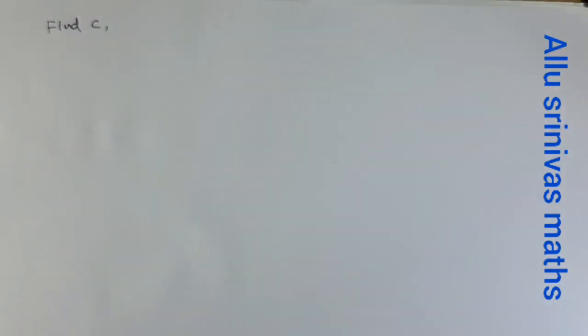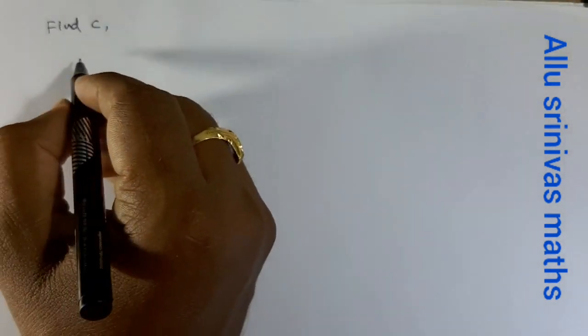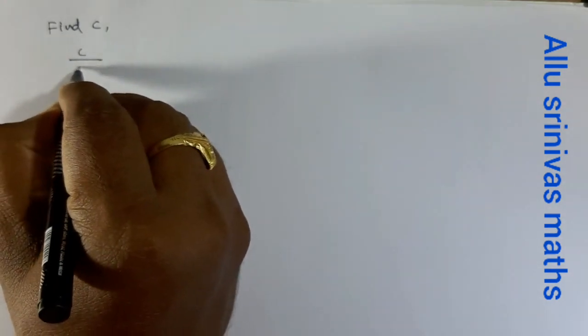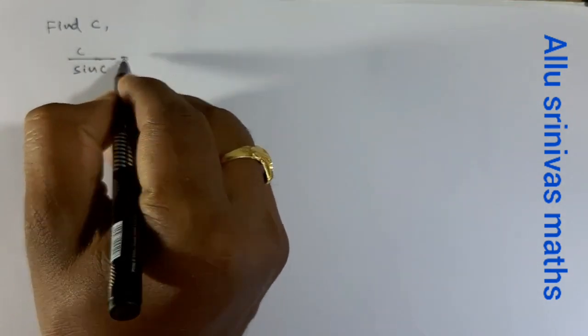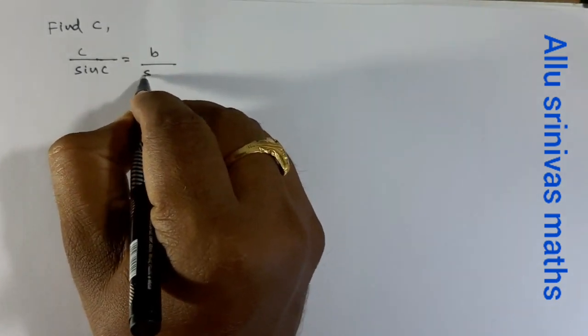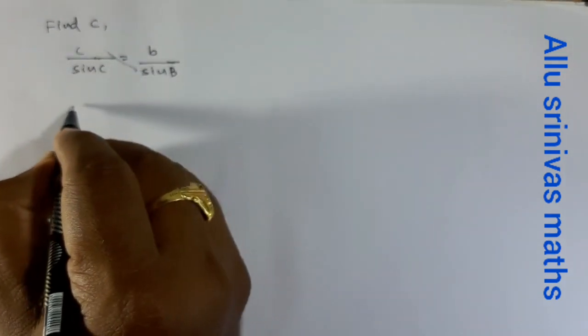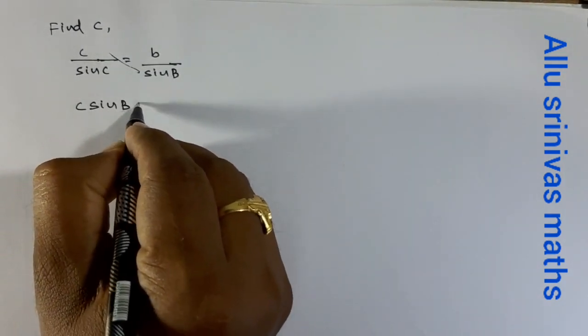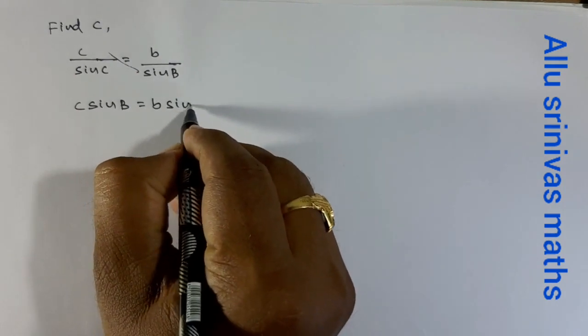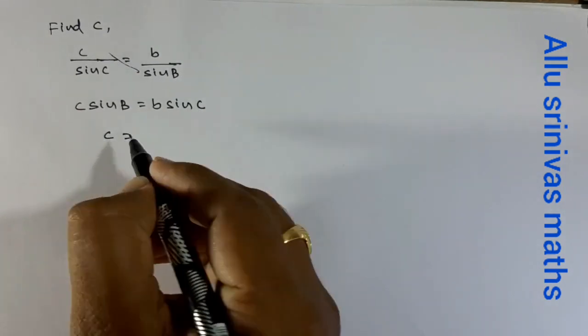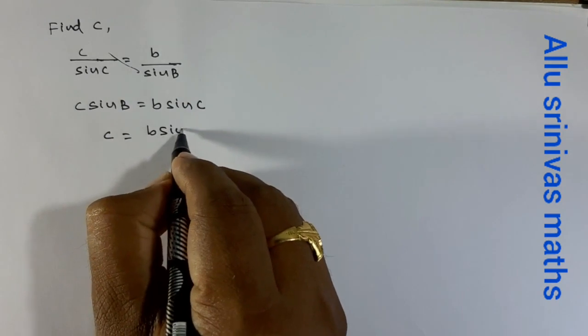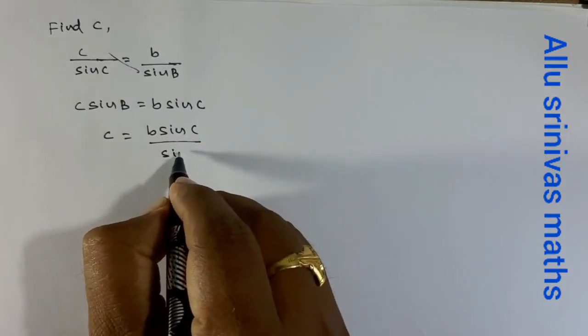Next we have to find required side C. We write the convenient formula from the sine rule. So the required side C by sine C equal to given side B by sine B. Apply the cross multiplication: C sine B equal to B sine C. We want side C, then sine B sent to RHS side: C equal to B sine C by sine B.